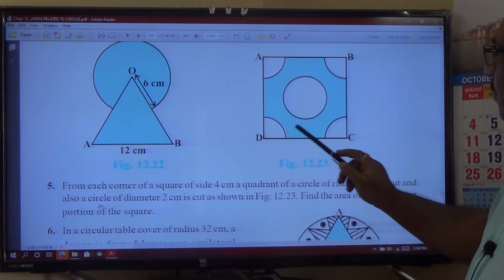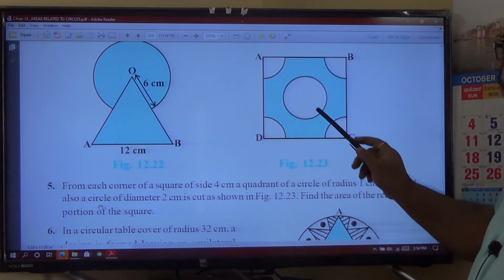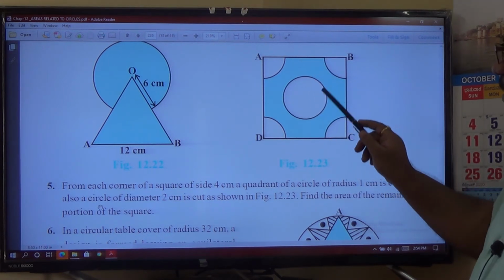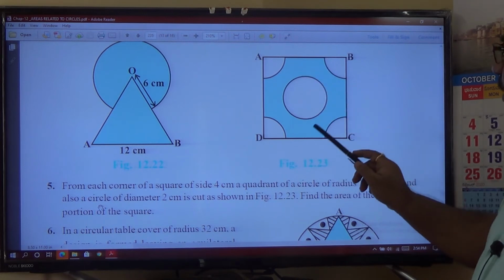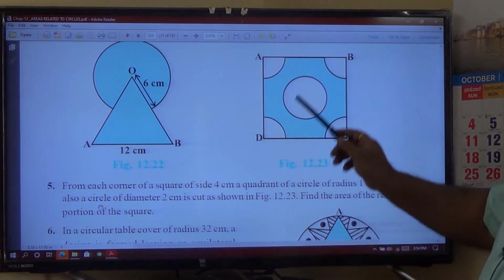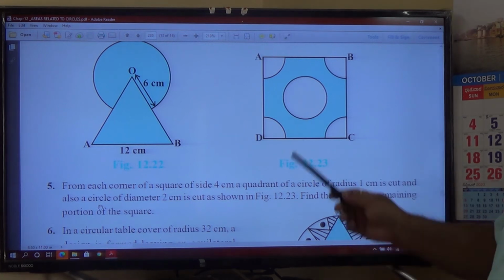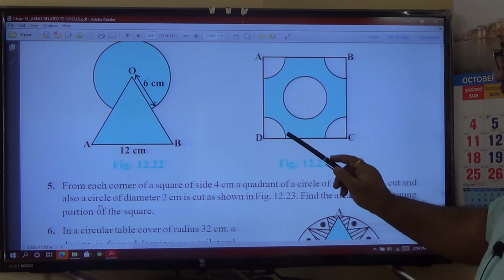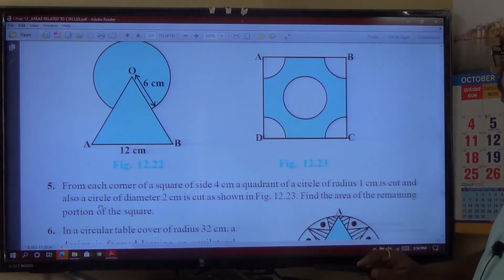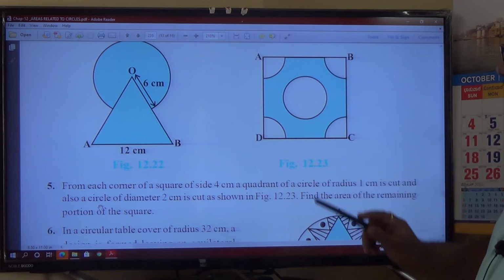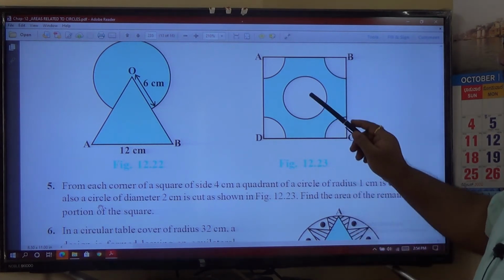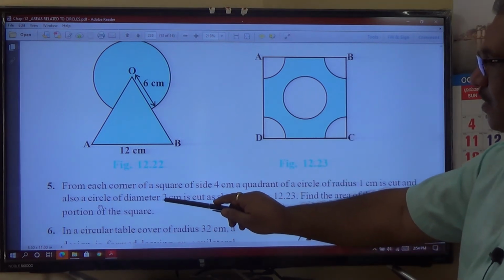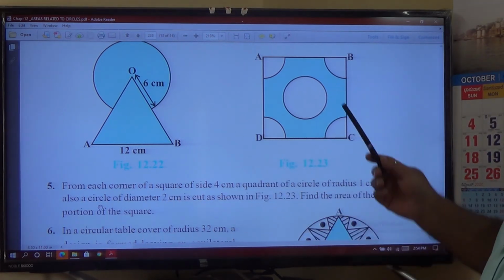1 2 3 4, these portions have been cut, and at the center also in the form of a circle this piece is cut. The remaining is this shaded region. So we need to find out the area of the shaded region over here. So area of the shaded region is equal to area of the square minus 4 times area of the quadrant minus area of the circle of radius 1 centimeter, because diameter is 2 centimeter. That gives you the answer.